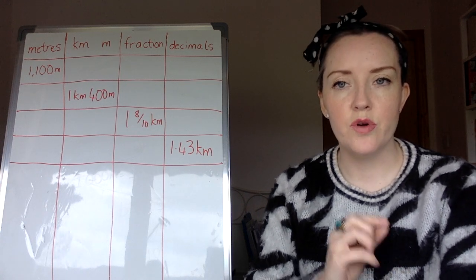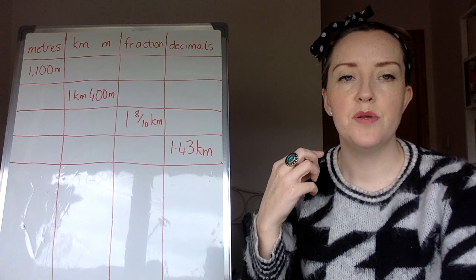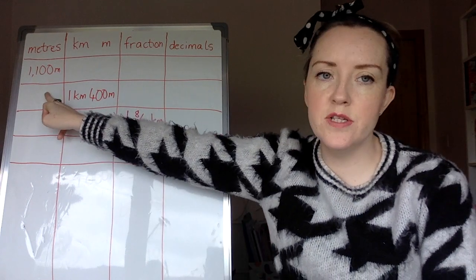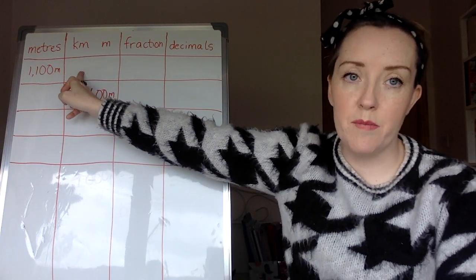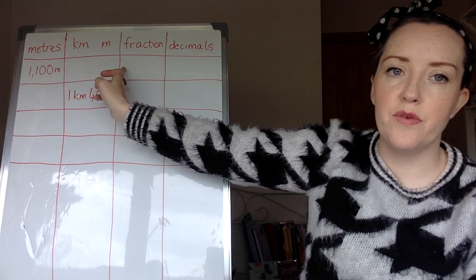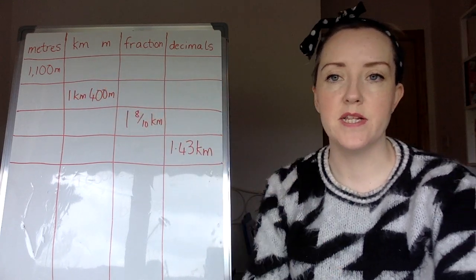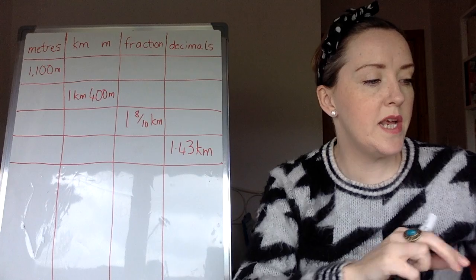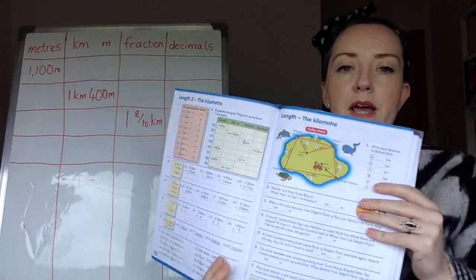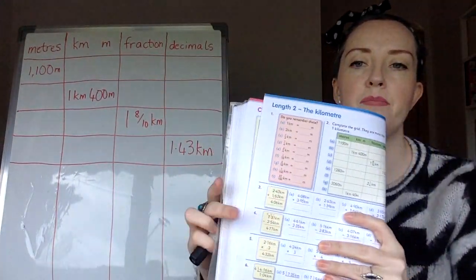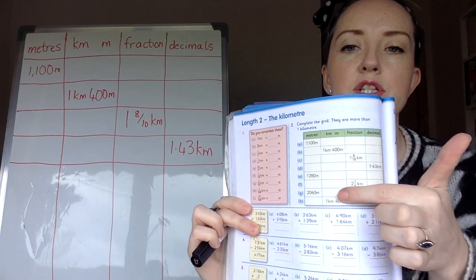So moving on now, we're going to use that knowledge to talk about it using meters, using the words kilometres and meters, putting into it a fraction, and using it as a decimal. So today you're going to be working on the next page of Busy at Maths, this page here. This is the grid that I'm going to get you to complete.